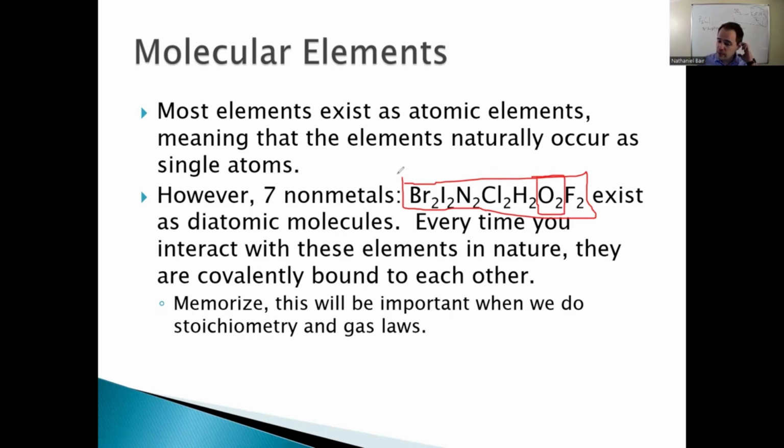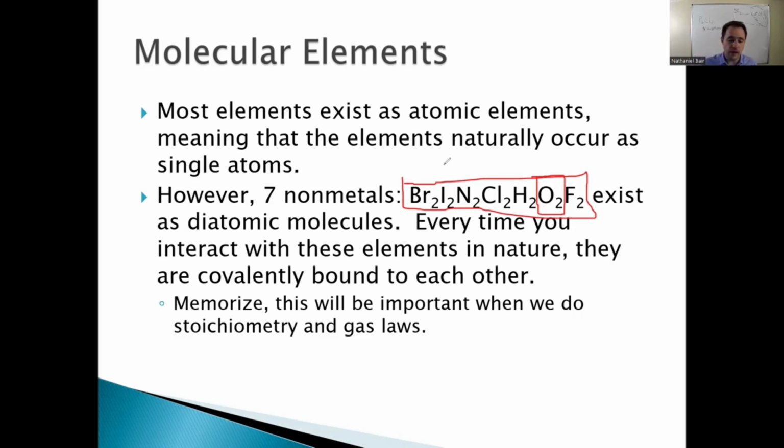So the 7 diatomic elements are Brinkelhoff. Some chemistry teachers do Hinkelbroth, but I'm a Brinkelhoffer. So that's bromine, iodine, nitrogen, chlorine, hydrogen, oxygen, fluorine. Here's what is important: these 7 elements on Earth are always paired up. So if I have pure bromine, it's not Br, it's Br2. If I have pure oxygen, it's not O, it's O2.